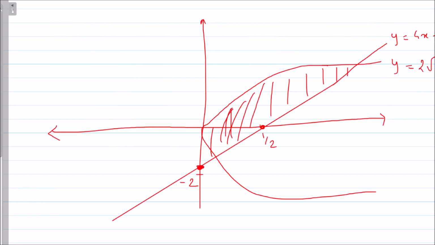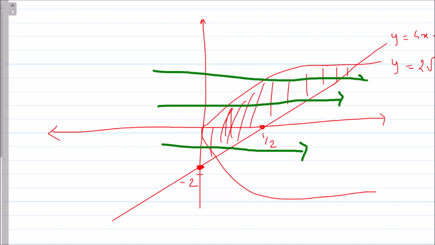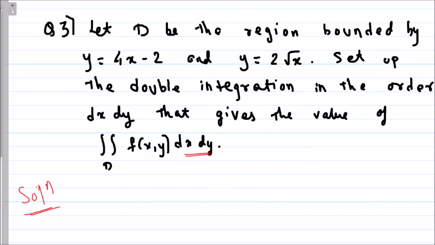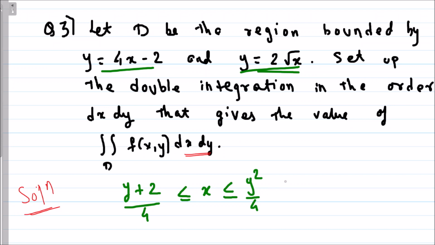So to find the limits of x, the first thing you do is draw a line parallel to the x-axis. You see at which point the line is entering the domain and where it is leaving the domain. So it is entering from this parabola and it is leaving from the line. Therefore the limits of x will be, from here you can see, x is nothing but (y+2)/4 less than or equal to x less than or equal to, it is leaving from the parabola. What is the parabola? y squared by 4. And the outer limit will be y. So what will be the limits of y?